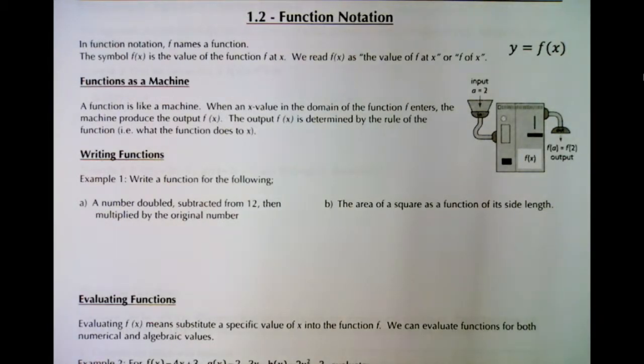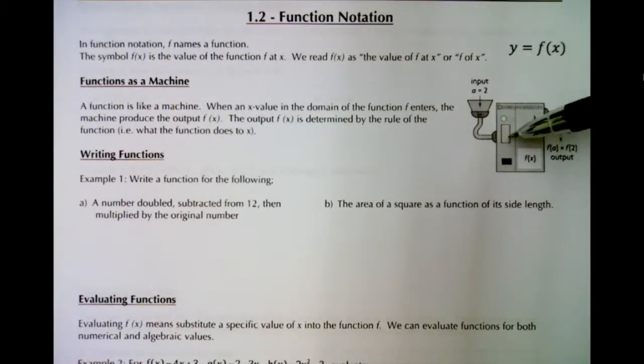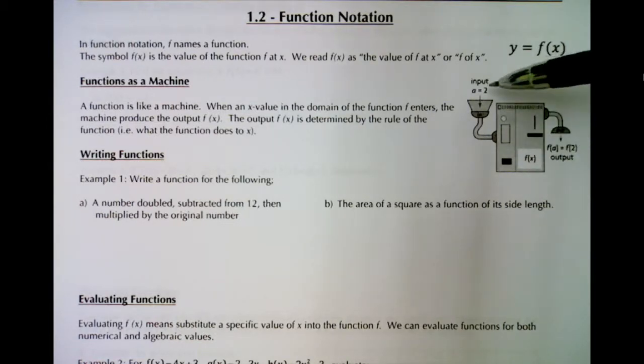Okay, the way a function operates is kind of like a machine. When a value x in the domain of a function enters the function f, the machine produces an output, and that output is f of x. Like if you were putting an x into an equation and getting a y, kind of the same thing. In this case, we're putting in a 2, and what we get is the value of the function at 2, or a number, if it's an equation.